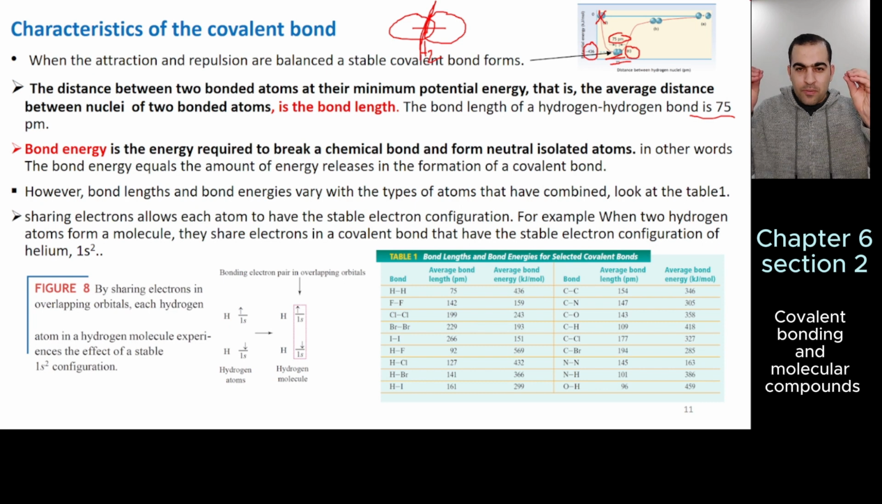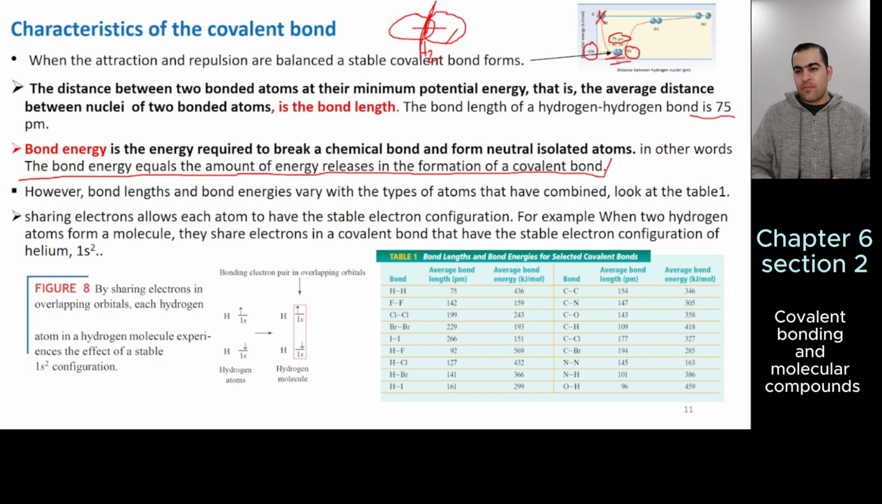We said when two atoms get closer, their potential energy decreases until they share their electrons. In the process of making a covalent bond, they lose energy, isn't it? So the energy that they have lost in the process of covalent bonding equals the energy you need to break a bond. So the bond energy equals the amount of energy released in the formation of a covalent bond.